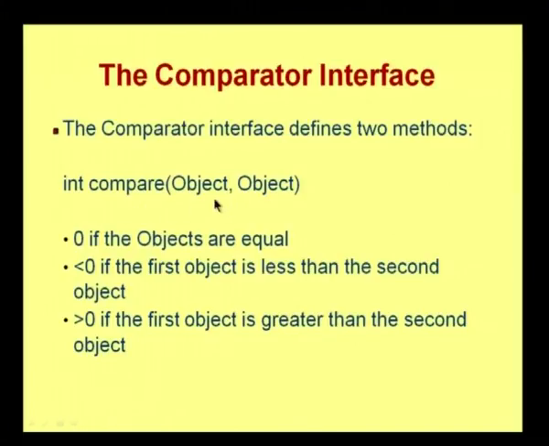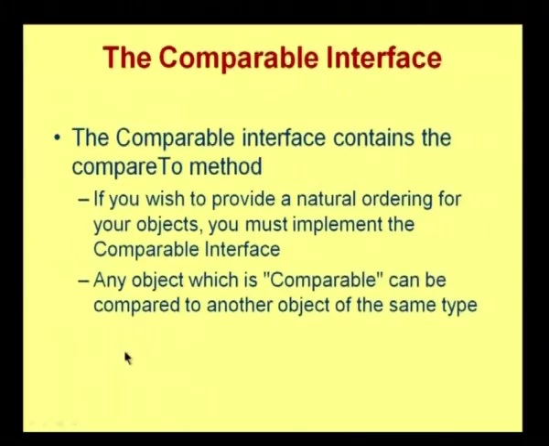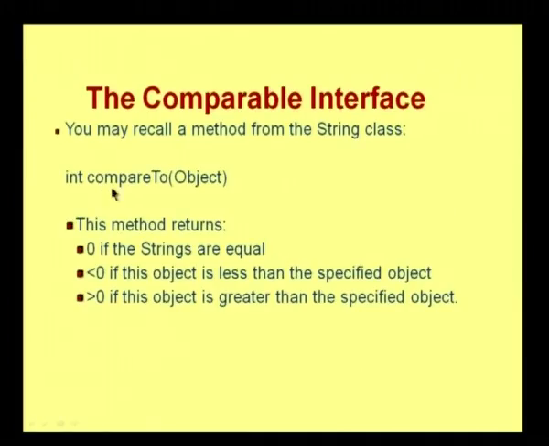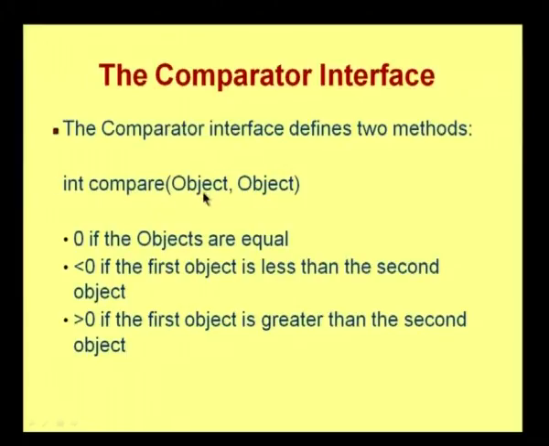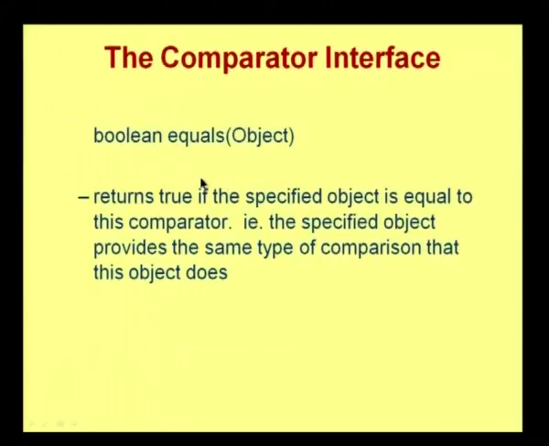One is int compare, which compares one object with the other object. It returns 0 if the objects are equal, less than 0 if the first object is less than the second object, and greater than 0 if the first object is greater than the second object. Here you are going to access the method with respect to a particular object, whereas here I am comparing the two objects. Next is equals, a method which takes an object as the parameter. It returns true if the specified object is equal to this comparator, that is, the specified object provides the same type of comparison that this object does, and the same mechanism is used.